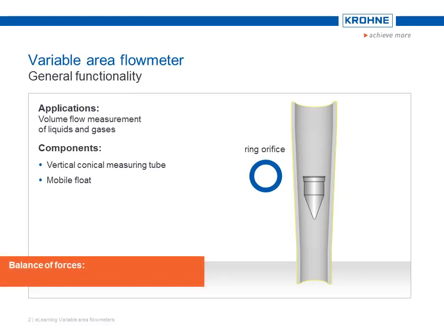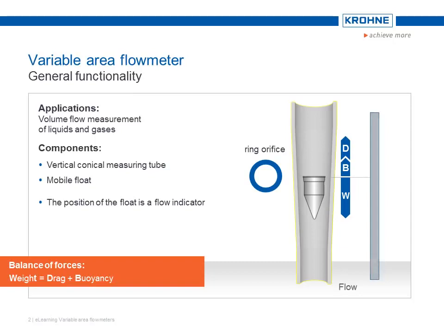Three main forces act on the movable float. The gravitational force W, weight, operates downwards as the reset force, whereas the buoyancy force B and the flow force D, drag, work in an upward direction. The position of the float is a flow indicator. The gravitational force and the buoyancy force are constant for a specified application. Only the flow force can vary temporarily, as a result of a change in flow which moves the float into a different position.